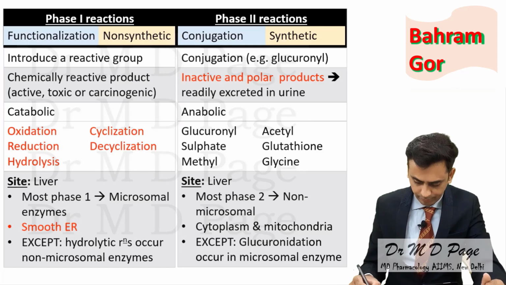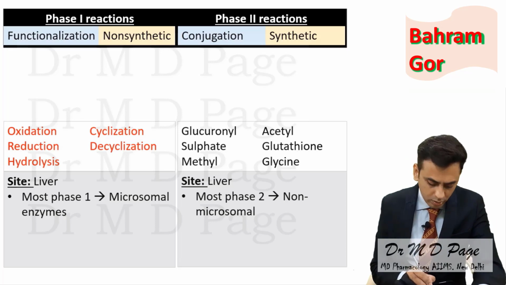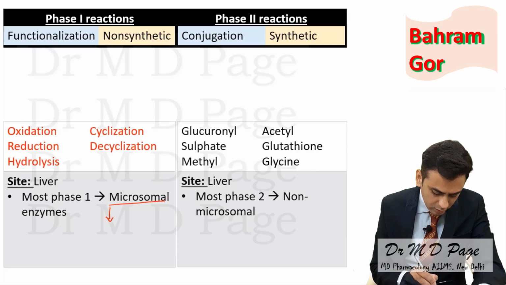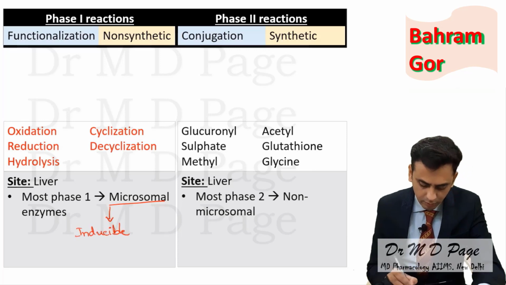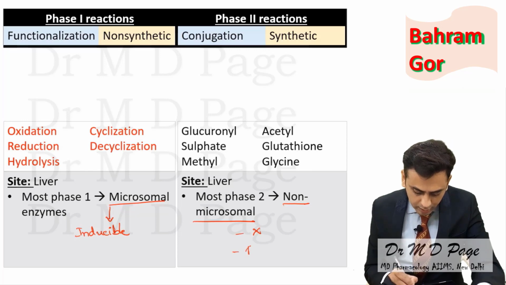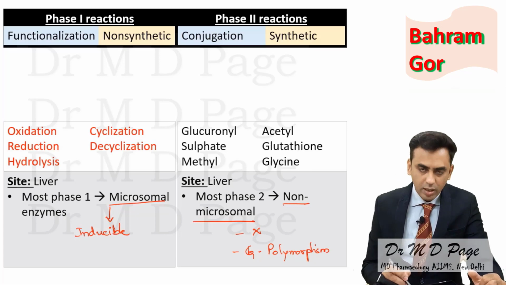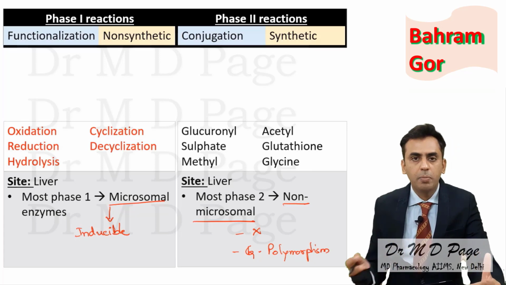So, hope it is clear. Now, why is the microsomal and non-microsomal differentiation important? Because microsomal enzymes are inducible. Inducible means you can increase their activity, whereas non-microsomal enzymes are not inducible. But in non-microsomal enzymes you have genetic polymorphism. Genetic polymorphism means different individuals will have different capacity to metabolize.